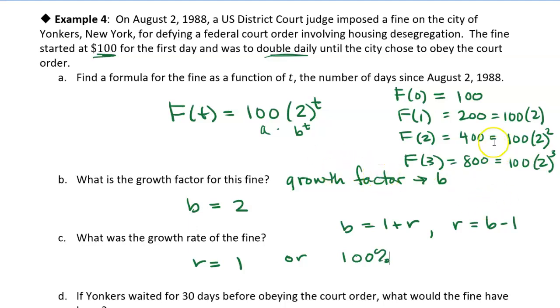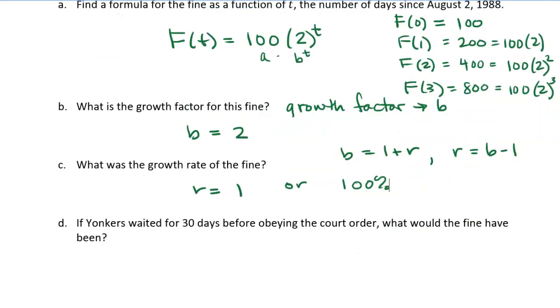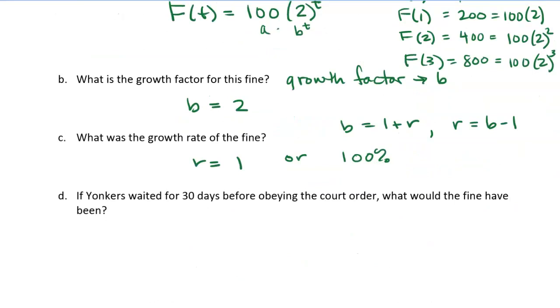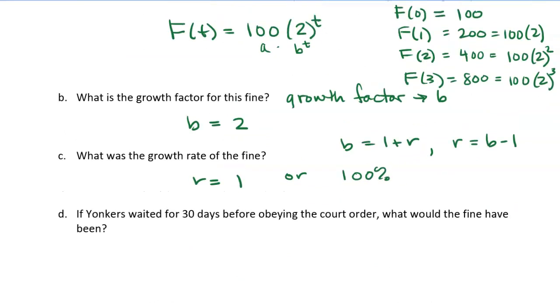All right, now this is the interesting question down here. Let's leave the function up at the top. If the city of Yonkers fails to obey the court order for 30 days, what would the fine have been? So here we're looking for f of 30, because our t is in days, since it's doubling every day. And so if we put in that value, 2 to the 30th, t is equal to 30.